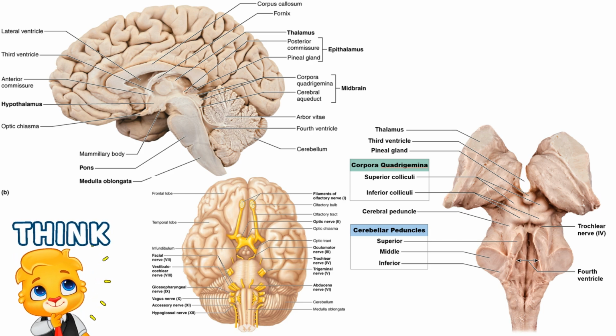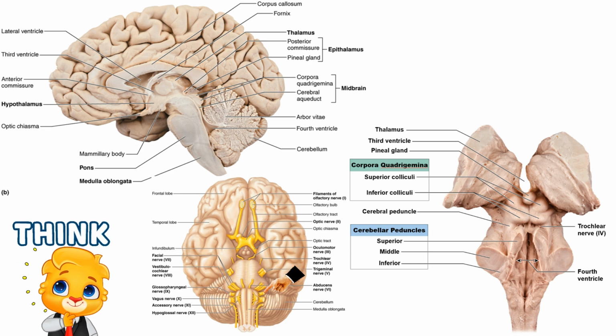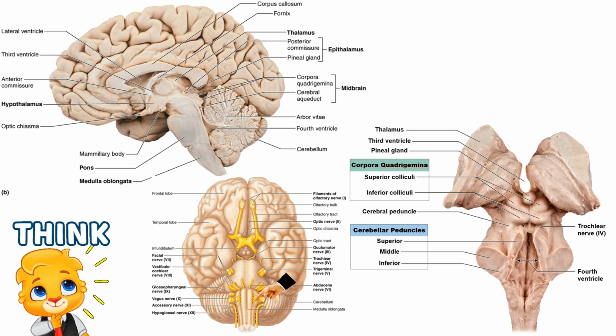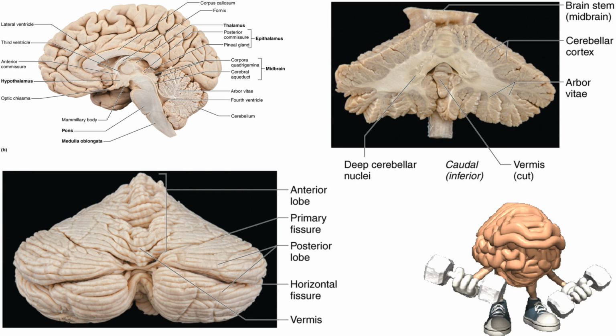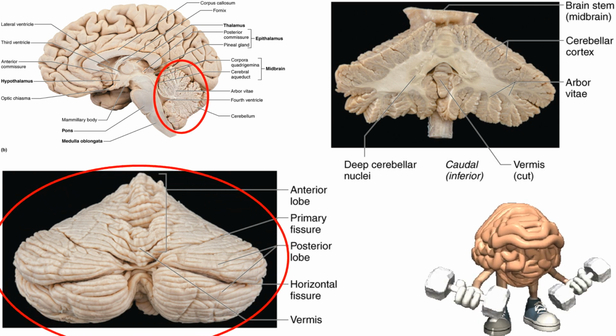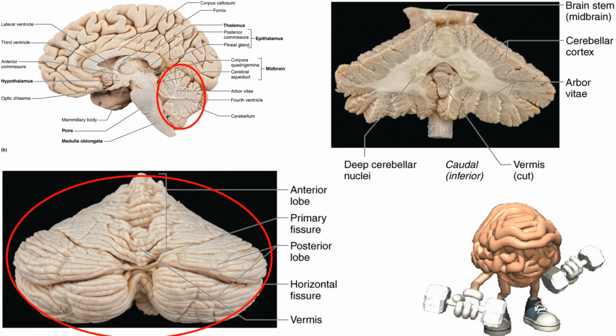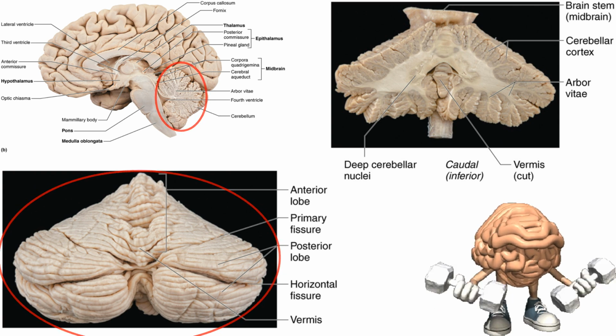From here, we find a sequence of cranial nerves: the vestibulocochlear, the glossopharyngeal, the vagus nerve, the accessory nerve, and the hypoglossal nerve. Finally, we examine the cerebellum, or little brain, located posterior to the brainstem.